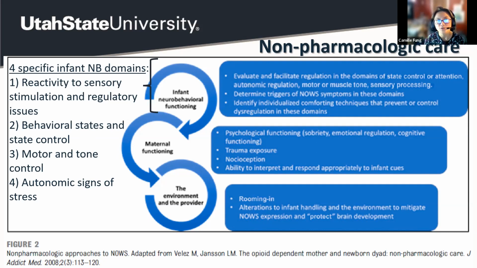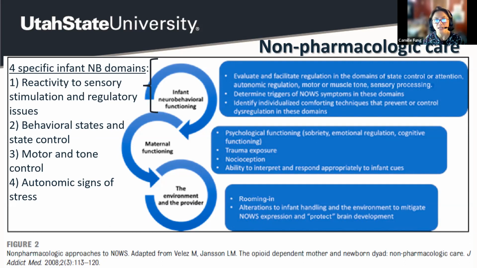So there's the infant neurobehavioral functioning that we should look at. We also look at maternal functioning, right? Does the mom actually have a psychiatric condition that is not being cared for, and we should make a referral? Does she have previous trauma exposure? She might have a different ability and sensation to pain. All of these things, if we try to get an understanding of where the mom's coming from, may also help to augment the non-pharmacological care.